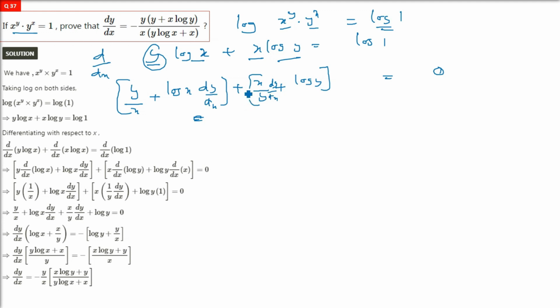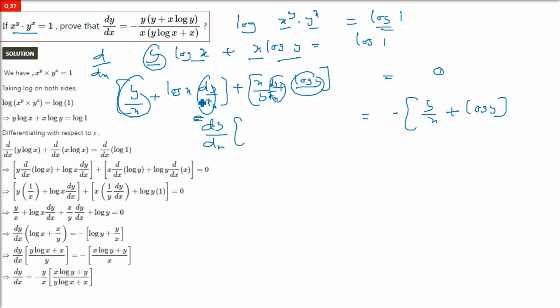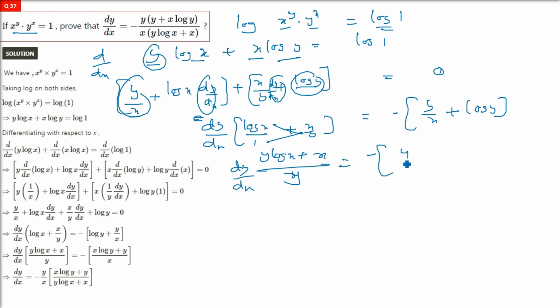Okay. Let us combine them now. So everything with dy by dx on one side, others on the other side. So I'm taking everything on the right hand side without dy by dx: minus y by x here and plus log y. And on the left hand side we have dy by dx, it has to be taken outside. So log x plus x by y. Now just solve this. (y log x plus x divided by y) dy by dx is equal to negative of (y plus x log y) divided by x.